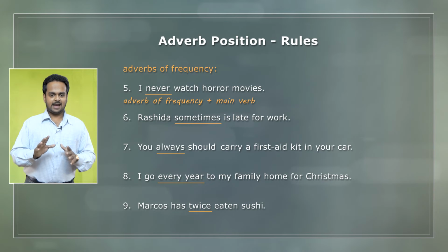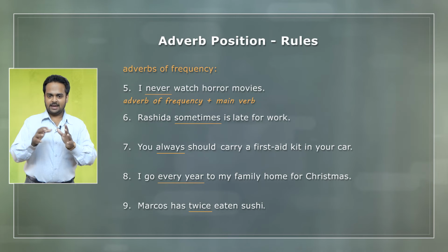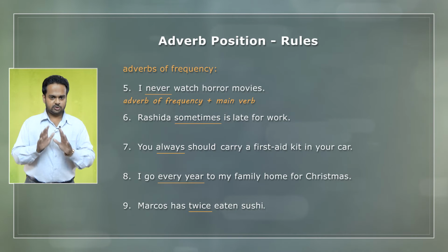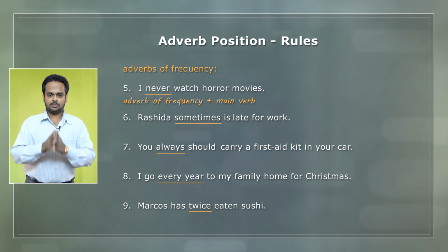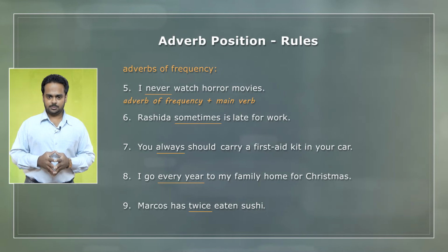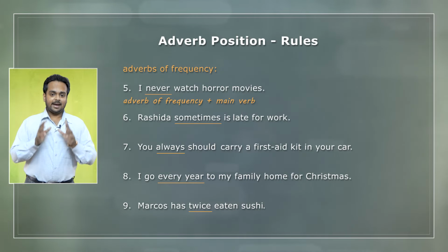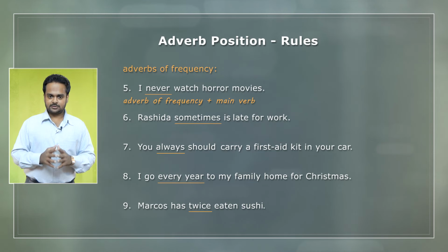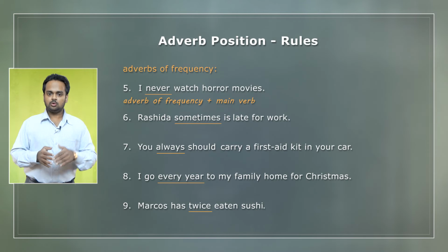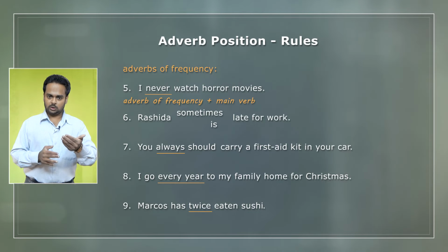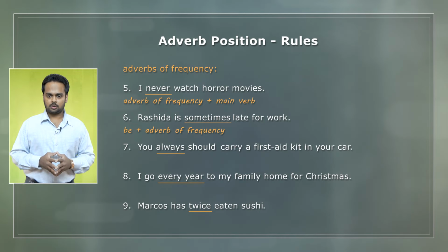Now, some frequency adverbs like sometimes or often can go at the beginning or end in some situations, but usually we put frequency adverbs in the middle position before the main verb. Now, that is, except in a sentence like number 6. If the main verb is be or any form of be, am, is, are, was, were, or will be, then the frequency adverb goes after the verb be. So, Rashida is sometimes late for work. But this is only for the verb be.